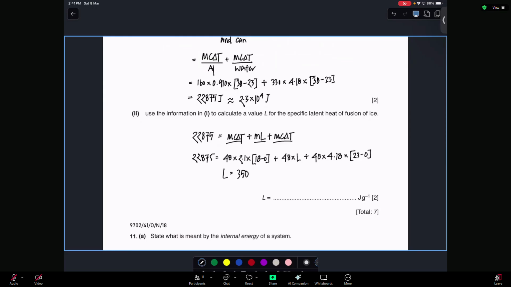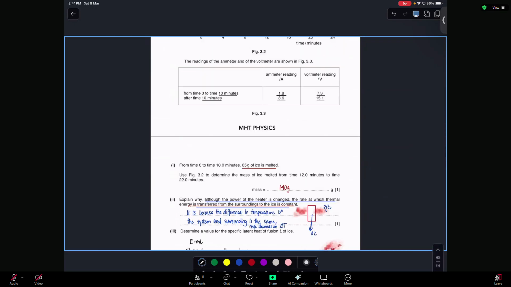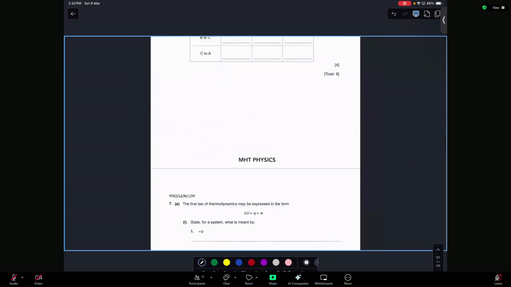Are you clear তোমাদের? Three B2. Are you clear? 3B2, 3B2.